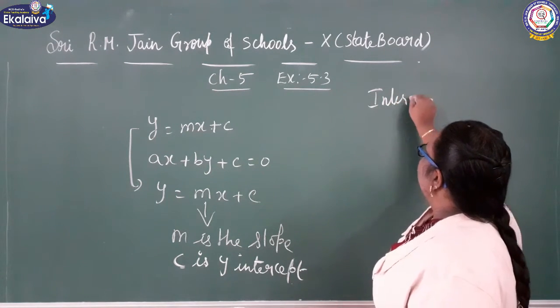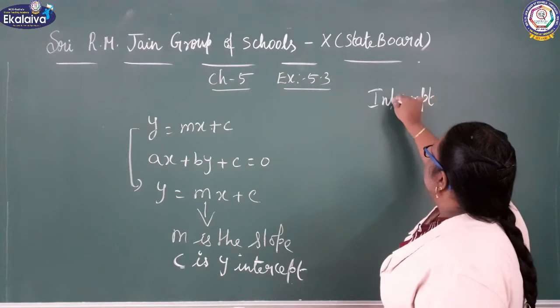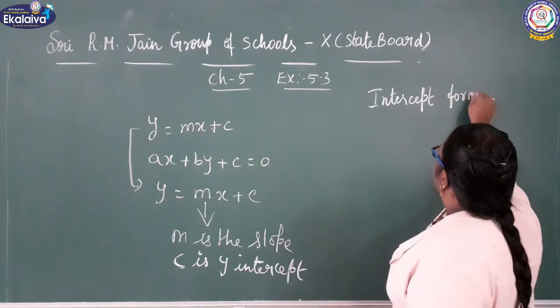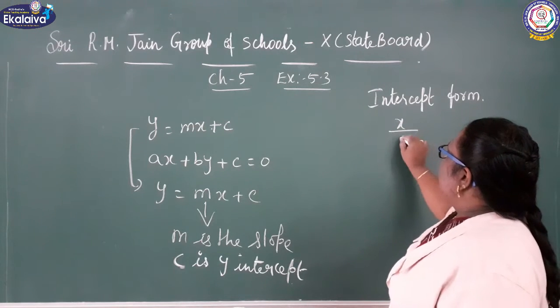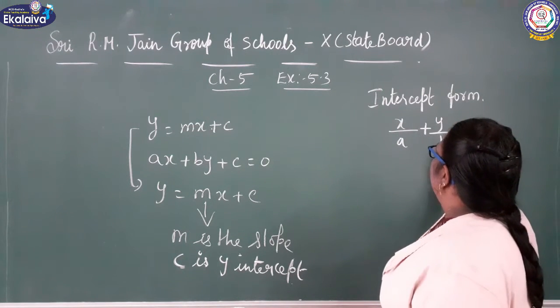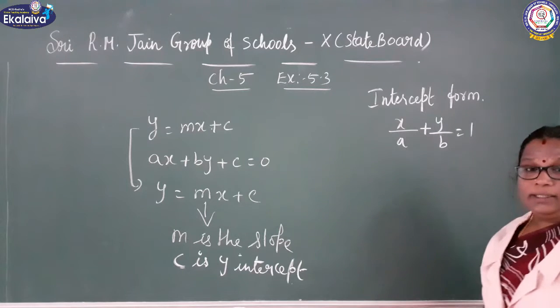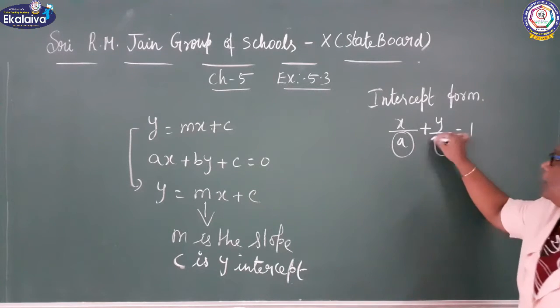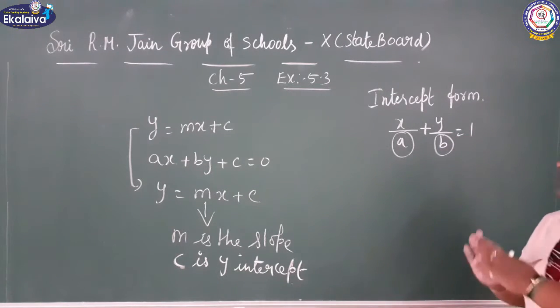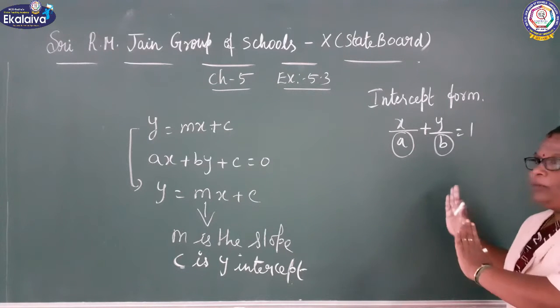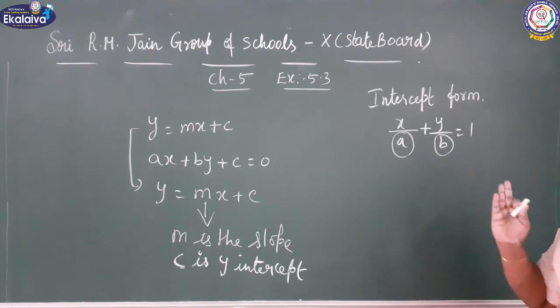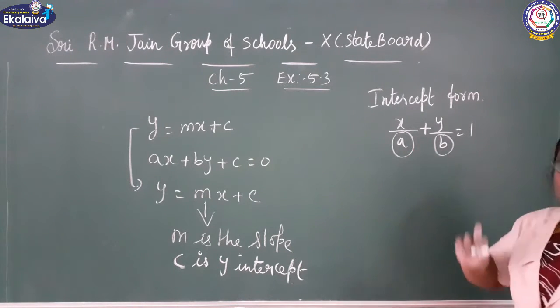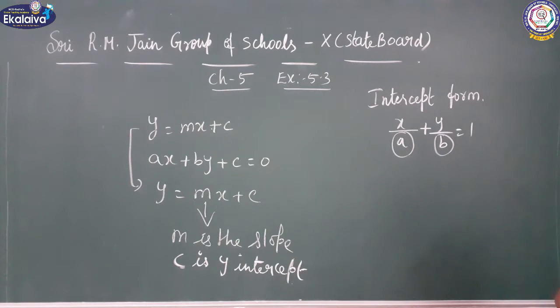What is that intercept form? Intercept form is nothing but x by a plus y by b equal to 1. A is called the x-intercept and b is called the y-intercept. If the answer is given in this form, you can write x by a plus y by b equal to 1, where a is the x-intercept and b is the y-intercept.